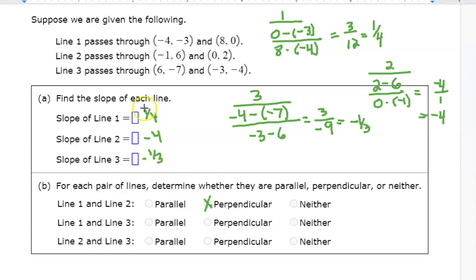1 and 3, I have 1/4 and negative 1/3. While they do switch signs, well, 1/4 and 1/3, they're just different. So that's going to be neither. And lastly, 2 and 3, -4 and negative 1/3. Same signs, but completely different values. That's also going to be neither.